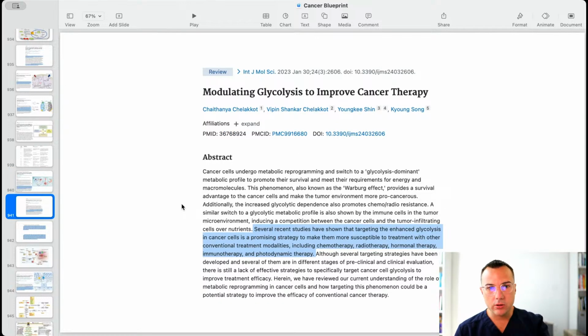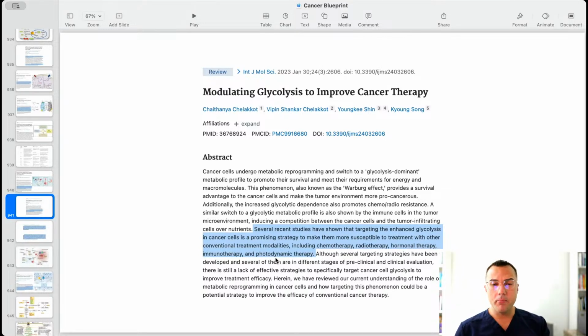The next paper is titled Modulating Glycolysis to Improve Cancer Therapy. We're probably going to come back to this paper over and over again because it has such great information. It was published just recently, in January 2023. And it says here that several studies have shown that targeting the enhanced glycolysis in cancer is a promising strategy to make them more susceptible to treatment and other conventional treatment modalities, including chemotherapy, radiation therapy, hormone therapy, immunotherapy, and photodynamic therapy. I thought it was pretty interesting that they use photodynamic therapy here as a conventional therapy. I don't consider it conventional, but I think it's pretty cool that they put that there.